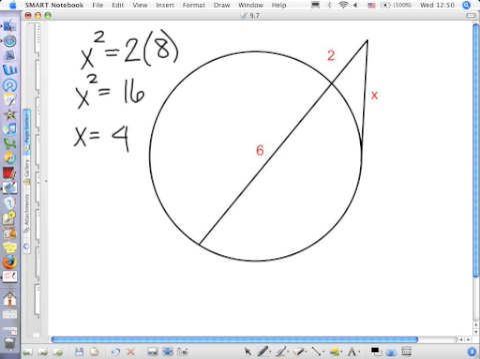Okay? So if they're crossing inside, you multiply the two segments here, and it equals these two multiplied. If they cross outside, it's the outside times the whole thing equals the outside times the whole thing. How did you get x squared? Because the outside portion is x, and the whole thing is x. So x times x is x squared.